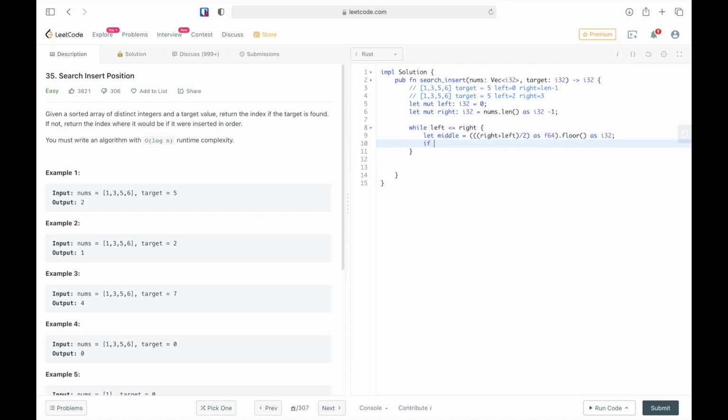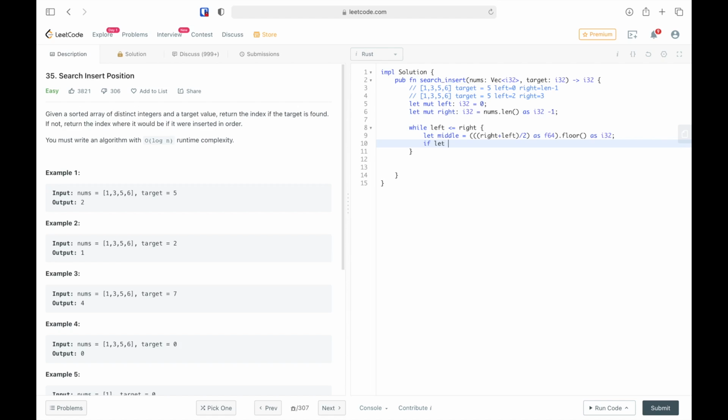Now we want to compare. We want to get the number that's at the middle and compare it with our target. If it's equal, then we go ahead. If it's less than the target, then we know it's going to be in the left stack. And if it's more than the middle, then it's going to be in the right stack.